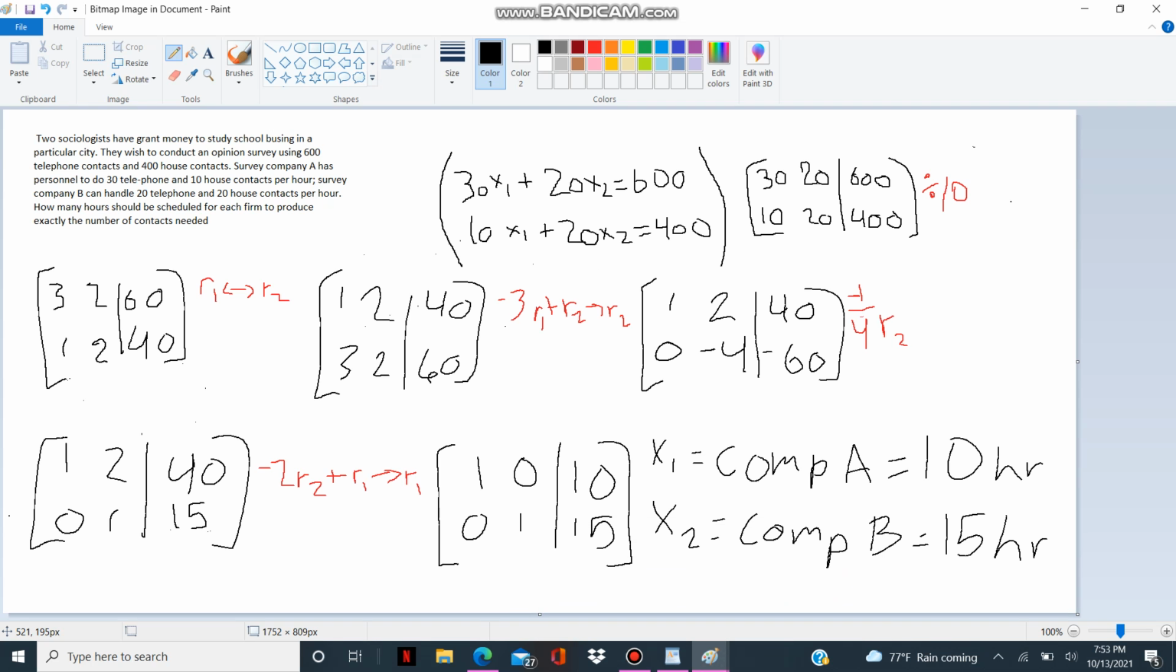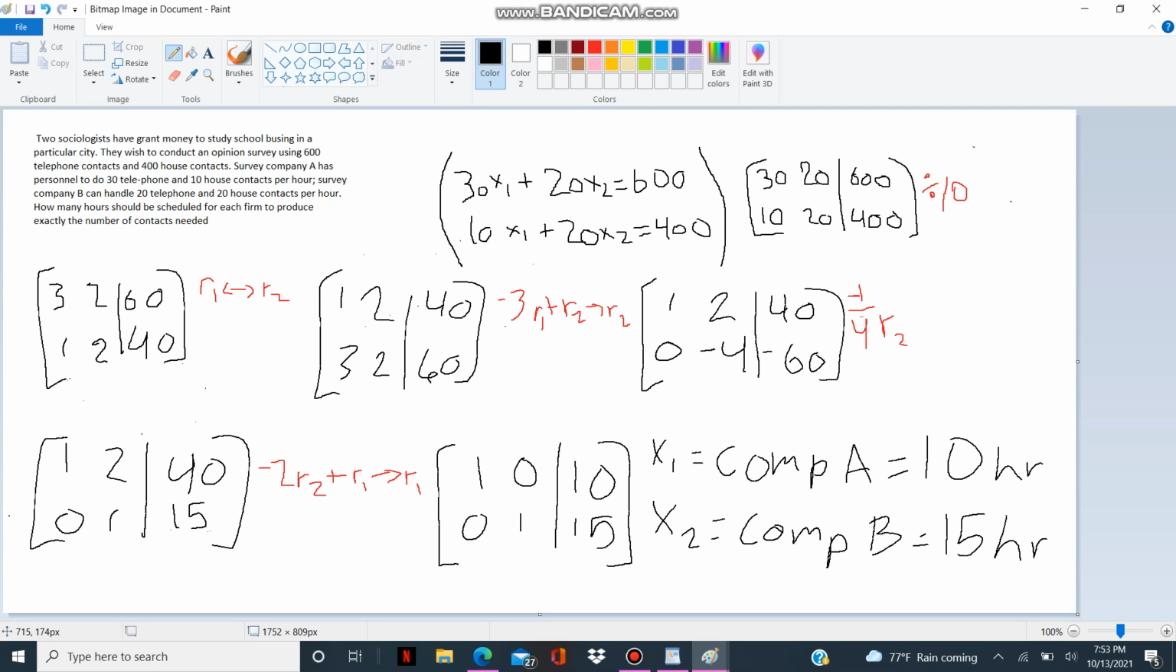Two sociologists have been granted money to study schools, but business in a particular city. They wish to conduct an opinion survey using 600 telephone contacts and 400 home contacts. Survey company A has personnel to do 30 telephone and 10 house contacts per hour. Survey company B can handle 20 telephone and 20 house contacts per hour. How many hours should be selected for each firm to produce exactly the number of contacts needed?